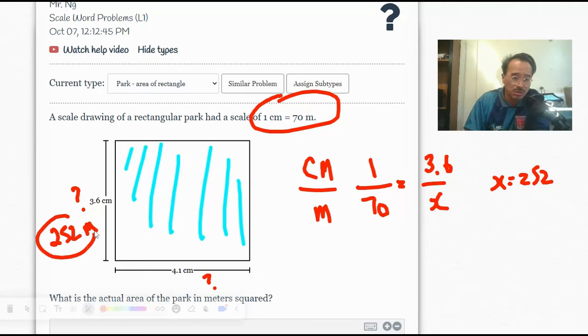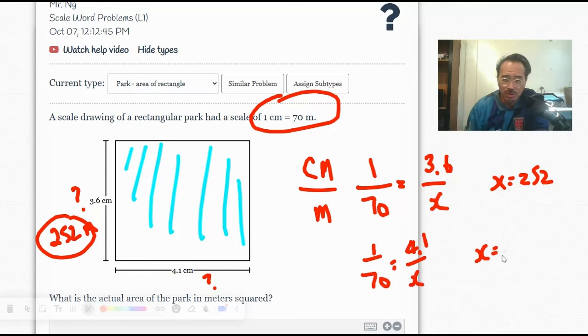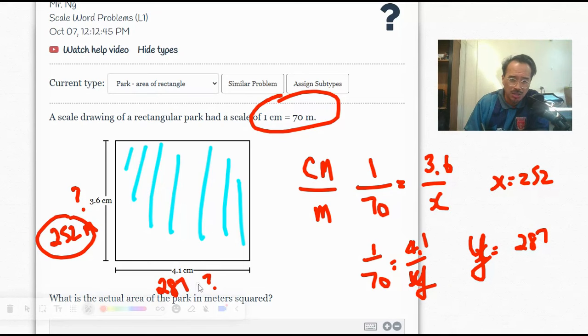And I'm gonna label it here, okay? And 4.1, so I'm gonna do it again. This should be a different letter, by the way, okay? Because they're not the same length. So 4.1 times 70 is 287 meters.